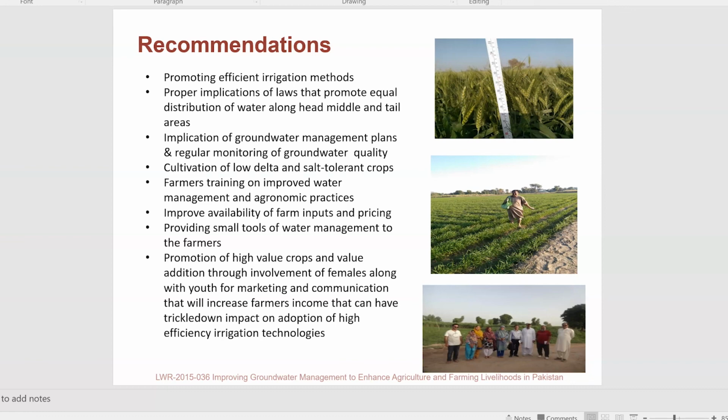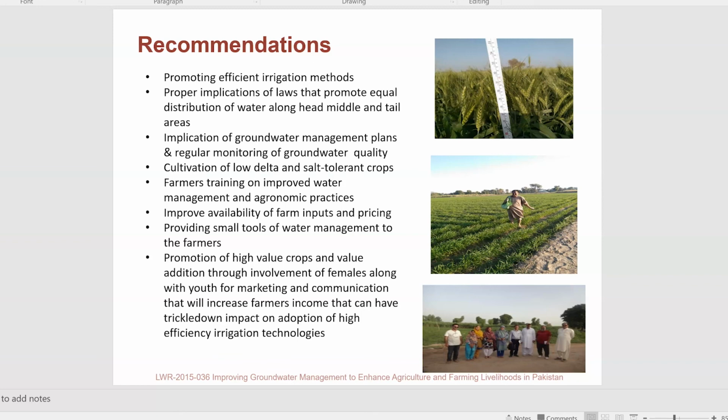Promoting efficient irrigation methods, and proper implementation of laws that promote equal distribution of water along the head, middle and tail areas, because there is a lot of disparity in the availability of water at the tail-end areas compared to head and middle. Implementation of groundwater management plans and regular monitoring of groundwater quality, cultivation of low delta and salt tolerant crops, and farmer trainings on improving groundwater management and agronomic practices.